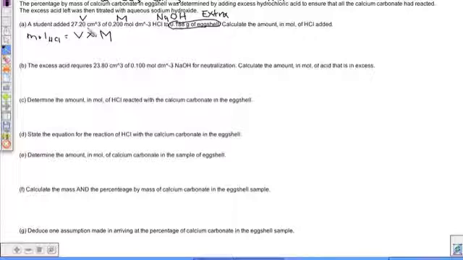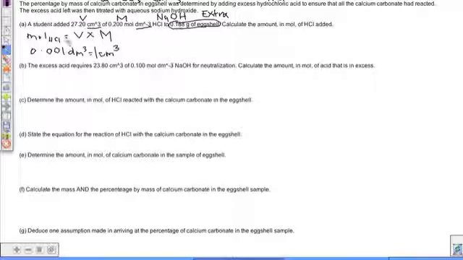So we can just start looking at what numbers we have, but I see a problem right off the bat. We have centimeters cubed, but we have decimeters cubed in the molarity. Those are not equivalent. We need to figure out what will make them equivalent. And for every 0.001 decimeters cubed, we have 1 centimeter cubed.